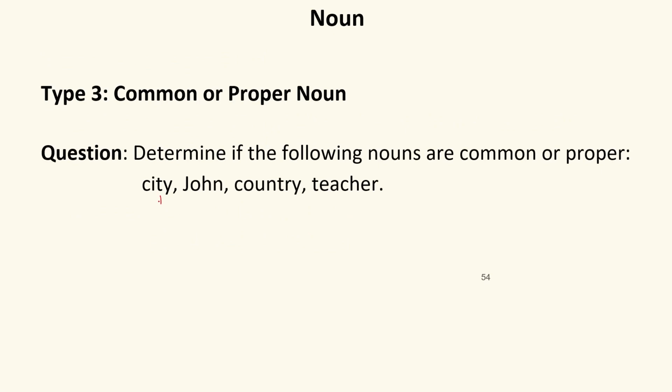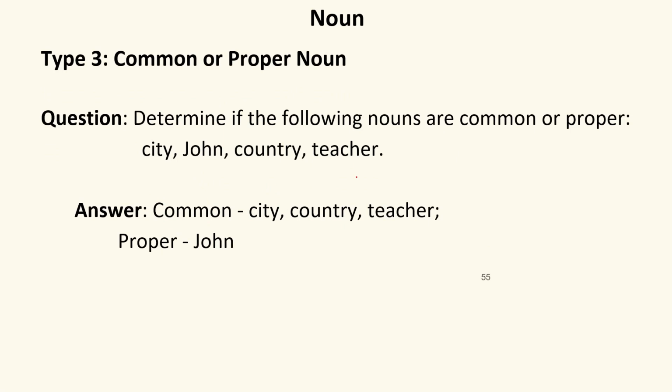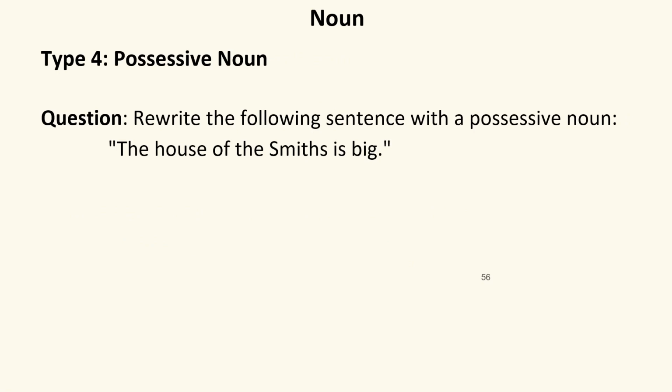Now city is a common noun. John is the name of a person, that is a proper noun. Country is again a common noun. Teacher is a common noun, and common gender as well. So common: city, country and teacher, whereas proper is John.